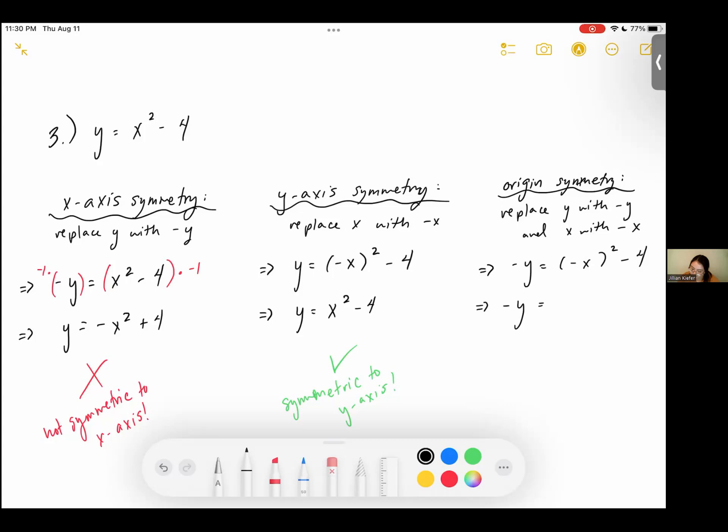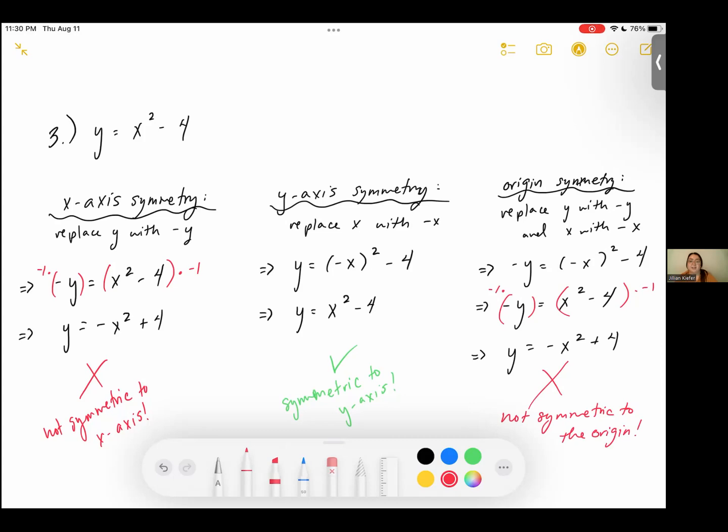So we've got negative y is equal to x squared minus 4. But we still got that negative on the y. This is the same thing as we did when testing symmetry on the x-axis. We can get rid of the negative, multiply each side by a negative 1, but we see where this is going. We get y is equal to negative x squared plus 4. Once again, we know this is not symmetric. So our equation here is not symmetric to the origin.